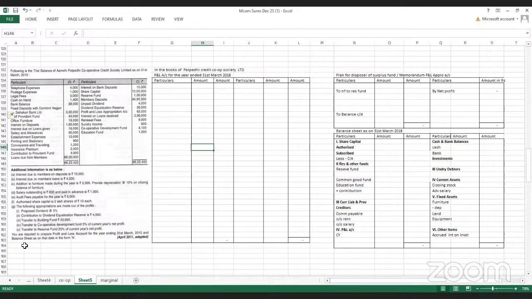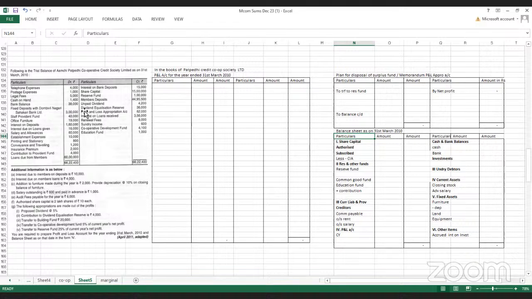Then we are required to prepare P&L account for the year ending on 31st March 2010 and a balance sheet as on that day, 31st March 2010. That's it. Now I'll go through trial balance items and we'll directly start posting the items.